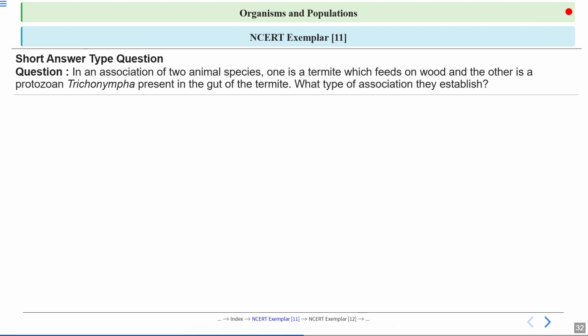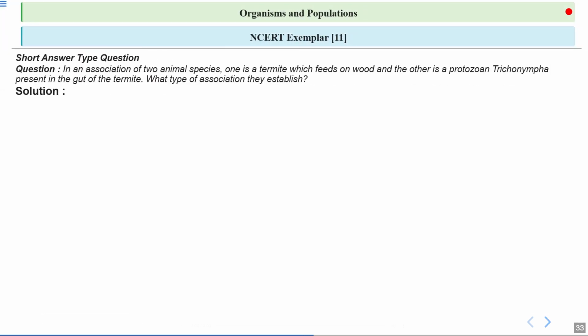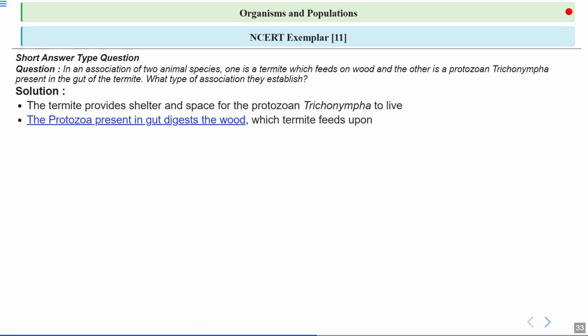Next question, in an association of two animal species, one is a termite which feeds on wood and the other is a protozoan, Trichonympha, present in the gut of the termite. What type of association do they establish? Let's have a look at the answer. The termite provides shelter and space for the protozoan Trichonympha to live. Now the protozoa present in the gut digest the wood which the termite feeds upon.